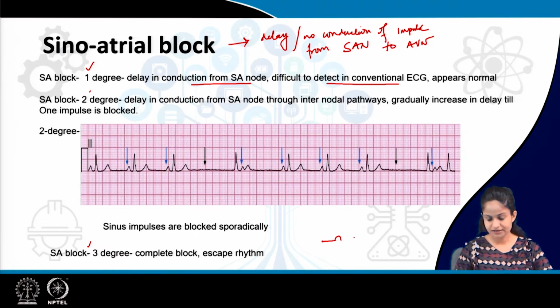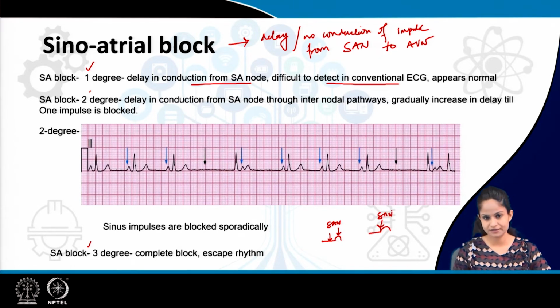So, what happens here in sinoatrial block degree 1? Suppose this is the level where the SA node is getting activated or discharging the impulse, and this is the level where atrial depolarization is occurring. Usually, this does not happen. Here atrial depolarization is occurring, which means the SA node is generating the impulse, and so the atrial depolarization occurs. So, it is very difficult on the ECG to detect this prolongation or delay between the sinus node discharge and the depolarization of the atria.